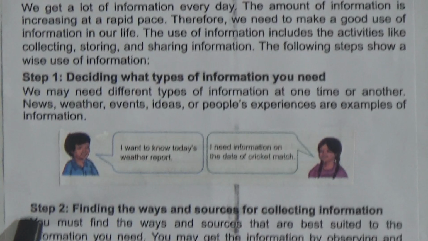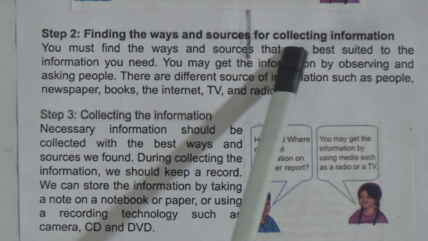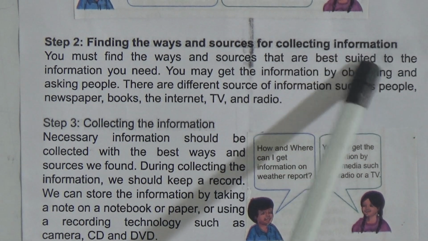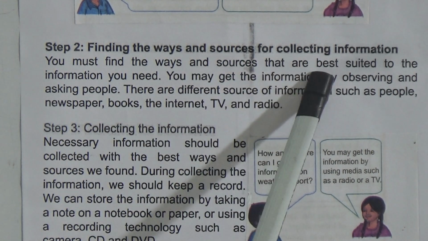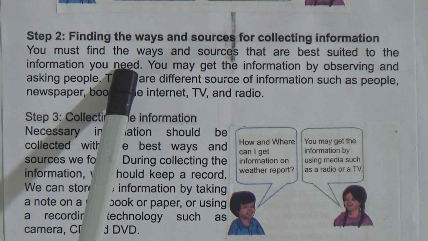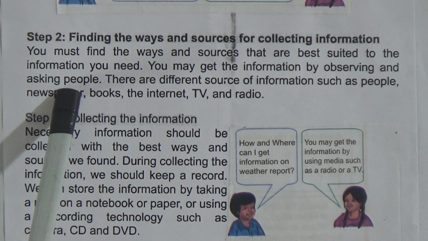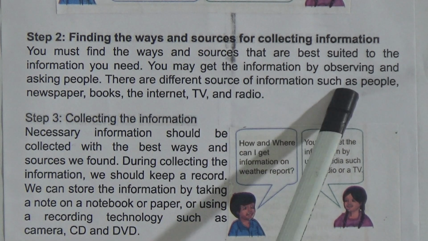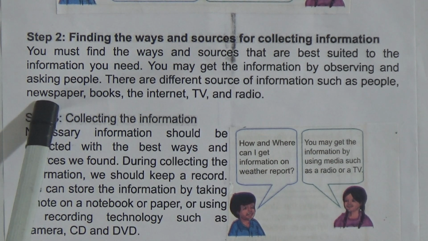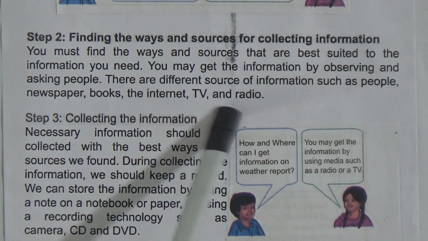Now step 2, finding the ways and sources for collecting information. You must find the ways and sources that are best suited to the information you need. You may get the information by observing and asking people. There are different sources of information such as people, newspapers, books, the internet, TV and radio.